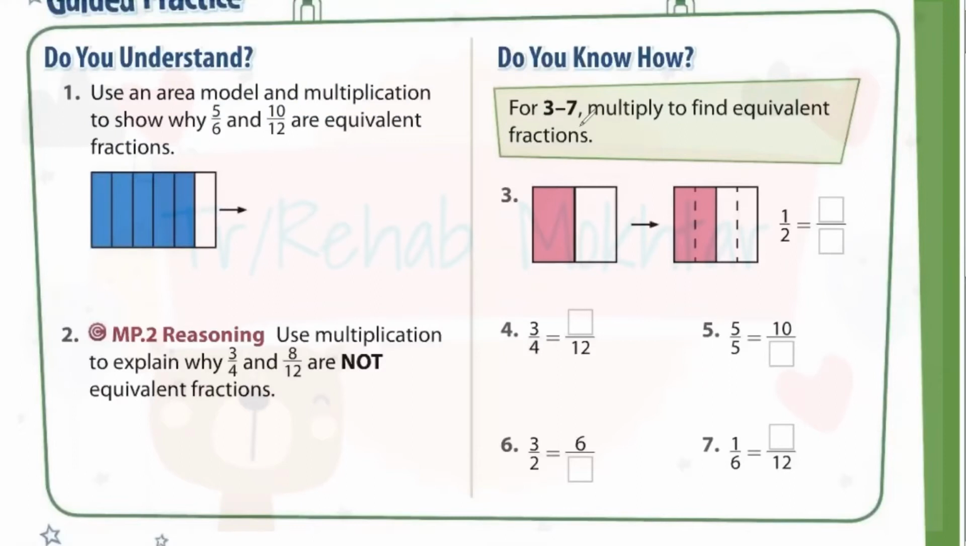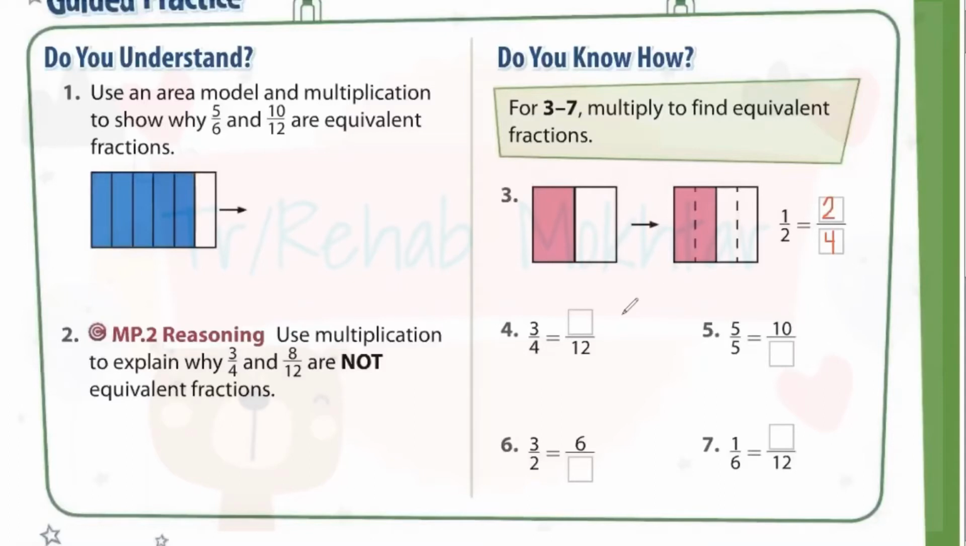Multiply to find equivalent fractions. Here we have a square. We cut it or divide it into two equal parts. The colored part represents 1 out of 2. But when we divide it into fours, the colored parts we have here, 2 colored parts, will be 2 out of the total number of parts, which is 4, 2 out of 4. So 1 out of 2 equals 2 out of 4.